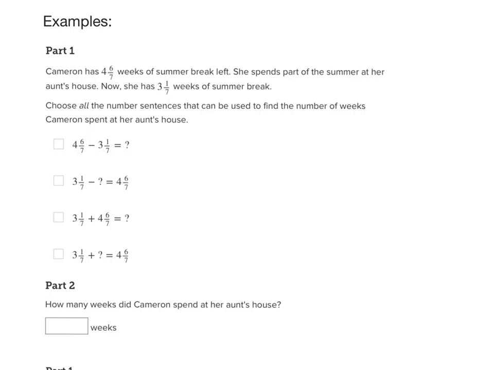All right, Cameron has 4 6/7 weeks of summer break left. She spends part of her summer at her aunt's house. Now she has 3 1/7 weeks of summer break. Choose all the number sentences. So I'm thinking there could be more than one correct answer that can be used to find the number of weeks Cameron spent at her aunt's house.